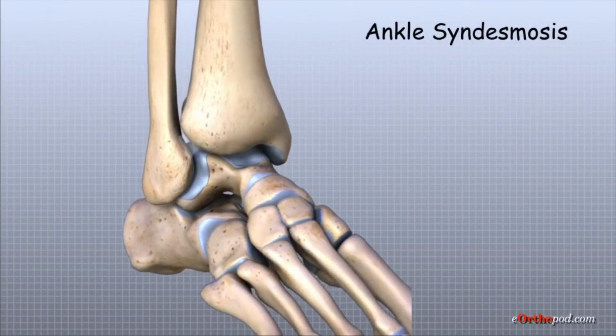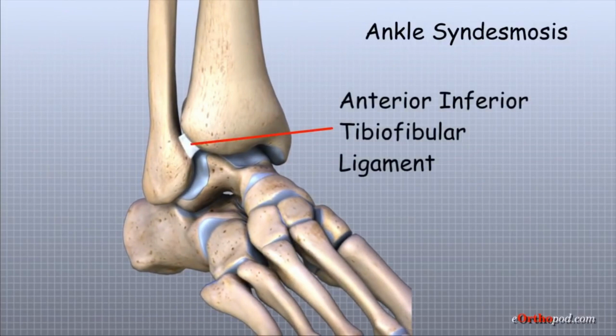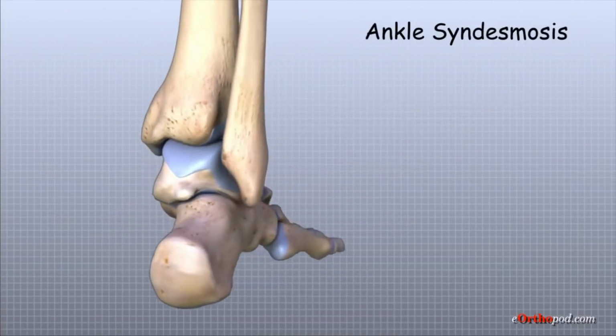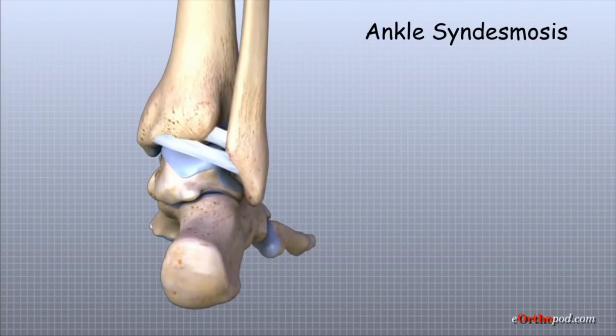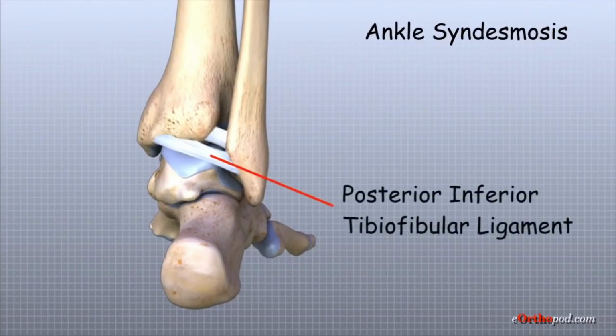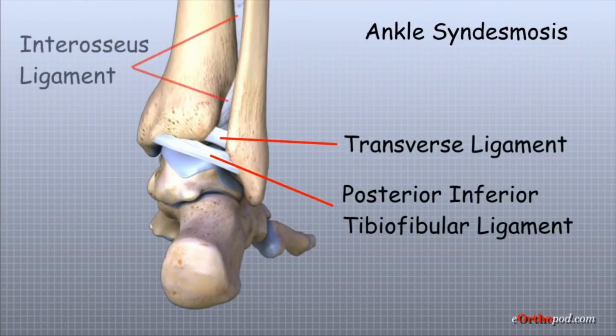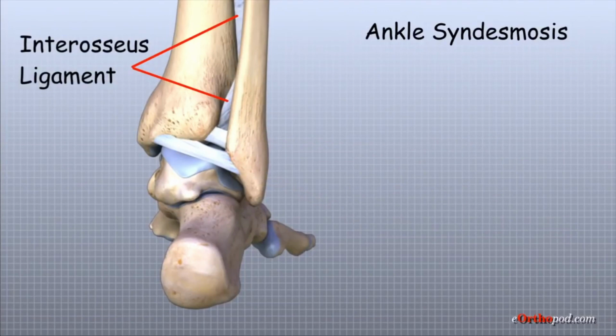The anterior inferior tibiofibular ligament connects the tibia to the fibula and crosses above the front of the ankle. The posterior fibular ligaments connect the tibia and fibula behind the ankle joint. These ligaments include the posterior inferior tibiofibular ligament and the transverse ligament. The interosseous ligament lies immediately between the tibia and fibula. Interosseous means between bones. The interosseous ligament is a long sheet of connective tissue that connects the entire length of the tibia and fibula, from the knee to the ankle.